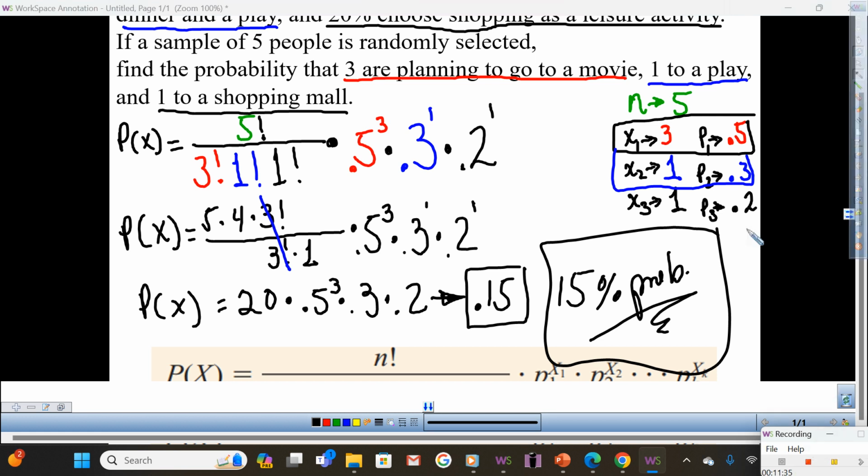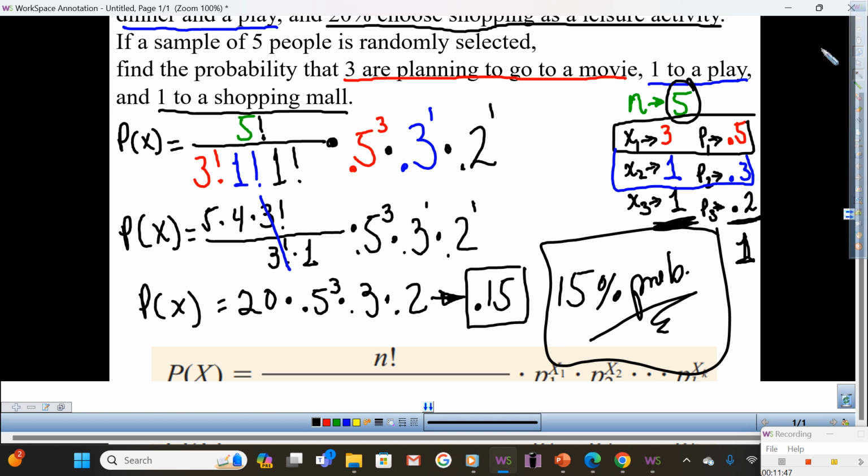All right, and just in passing, look up to the screen. Just remember that all the x's, whatever they amount to, if there's x sub 4, x sub 5, whatever the amount of x's, all of them, if you add them up, need to add up to what? To the n. 3 plus 1 plus 1, that is 5. So if you have another problem that has x sub 4, x sub 5, x sub 6, all those numbers need to add up to the n. That's one thing. The other one is that all the probabilities need to add up to 1. So make sure you keep that in mind in case you're missing some percentages.